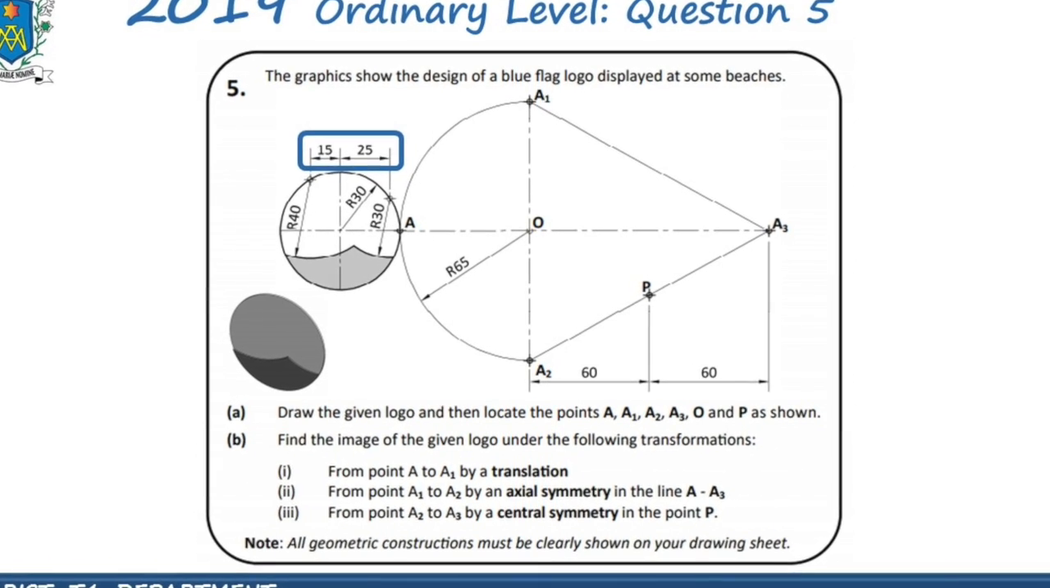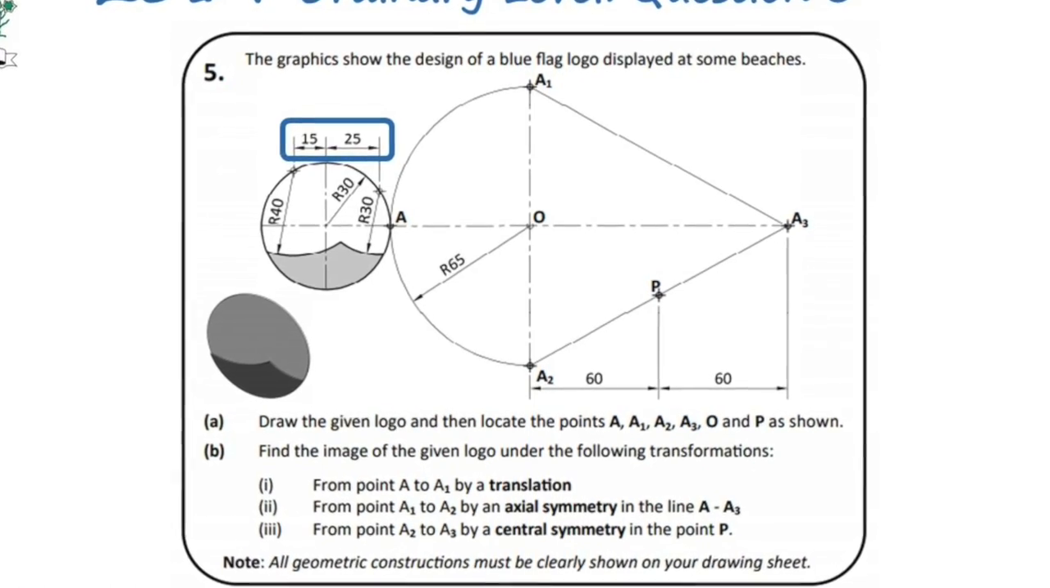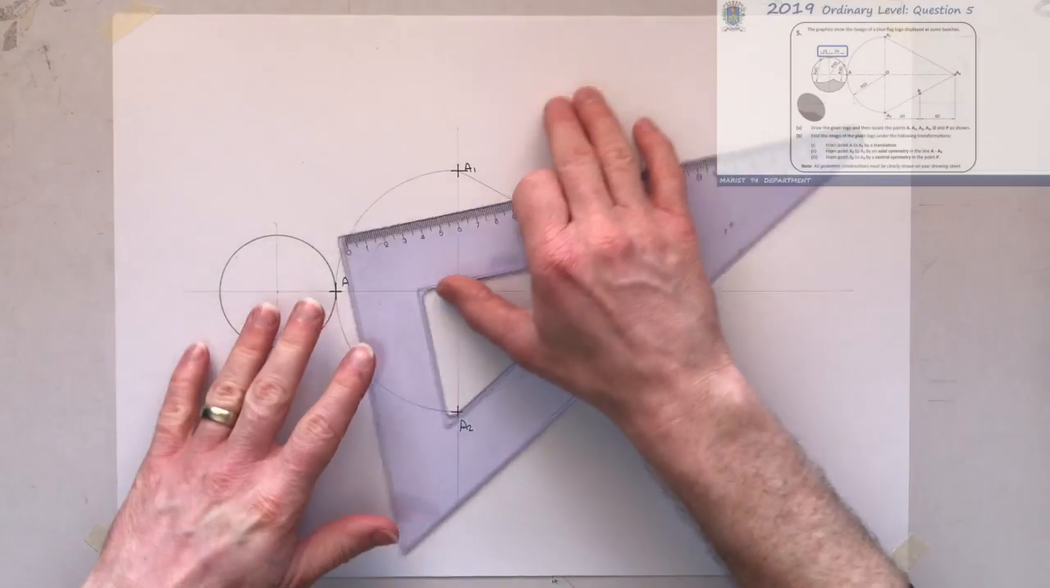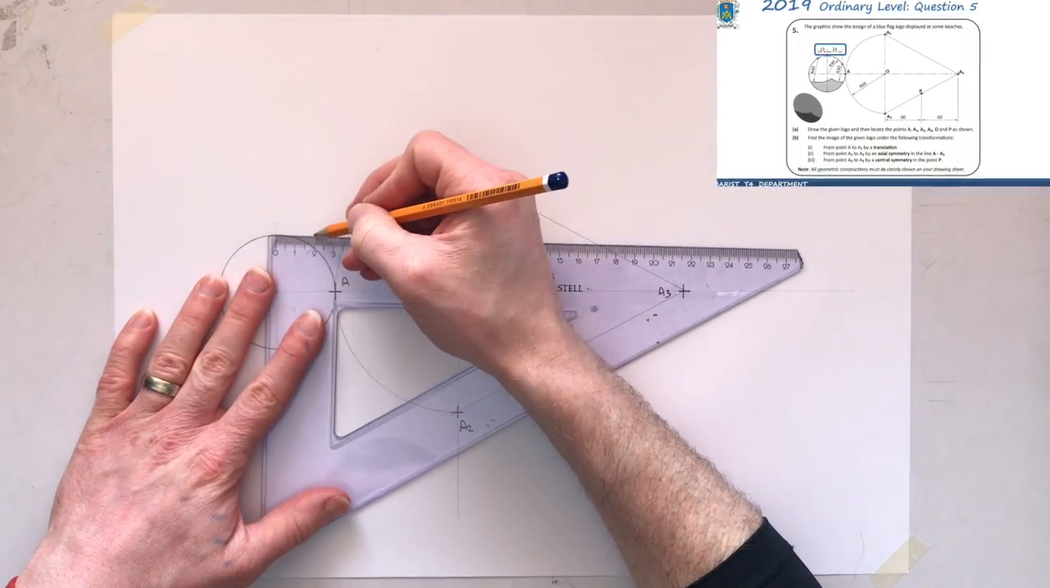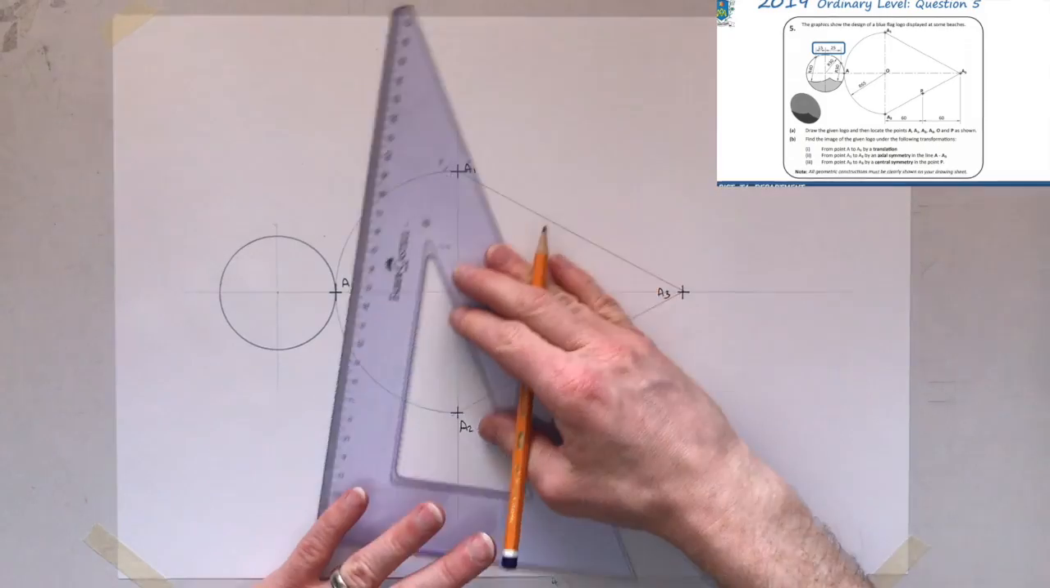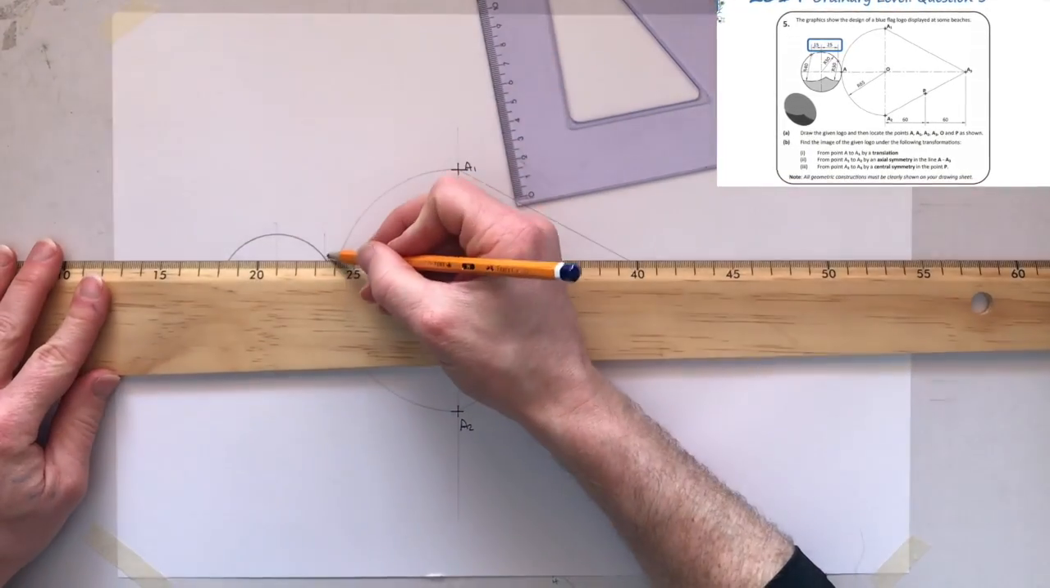They're from the top measurements. We have a 15 to the left and we have a 25 to the right. So I'm going to go ahead and put in those. I'm going to start with the 25 over here to the right. So from the center, I mark off 25. And that's going to give me this center point here. So I'm going to draw that in lightly.